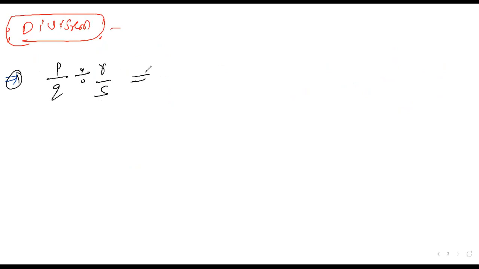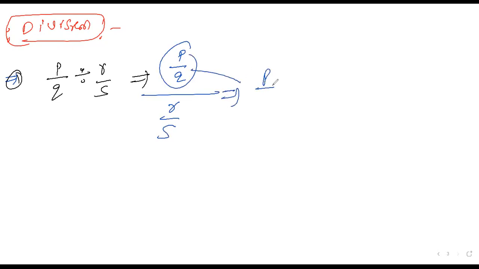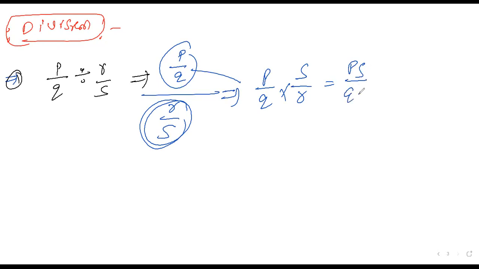How to do it? This is also something I taught in the previous classes. First you write the numerator as it is, P by Q. The denominator you write but reversed, R by S becomes S by R. So it is PS by QR. This is a way you can write it.